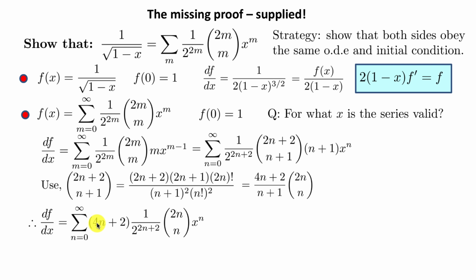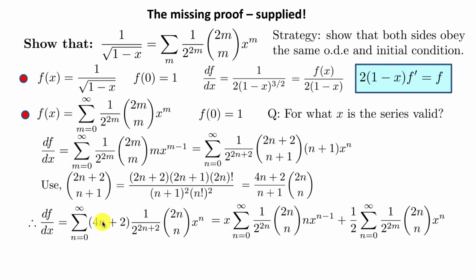So this 4n plus 2 from here, 1 over 2 to the power 2n plus 2, which comes from here, and then this binomial coefficient, x to the power n. Let's separate this off into two parts. One part with 4n, which gives this over here, and then the part which comes from multiplying 2 with this stuff over here gives us this.